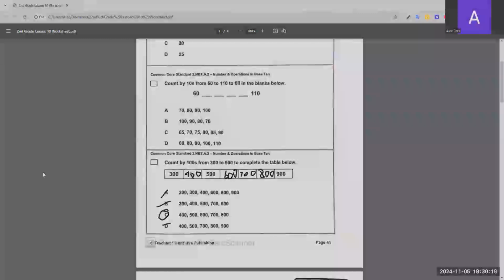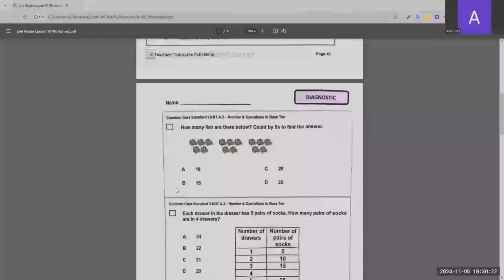All right. Next, how many fish are there below? Count by fives to find the answer. So each one of these groups is 5 fish. There's 1, 2, 3. 3 groups of 5, which we do 5 times 3, which is 15, which is B.